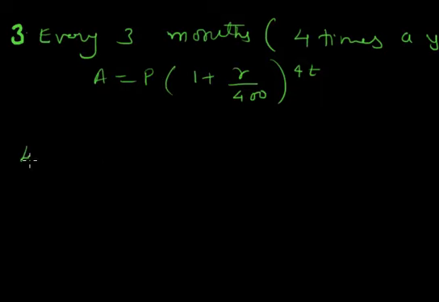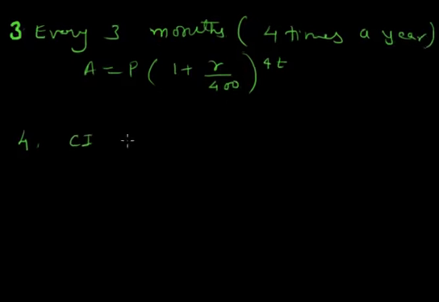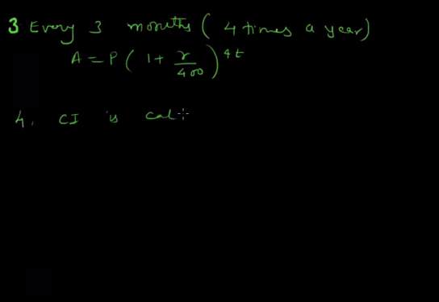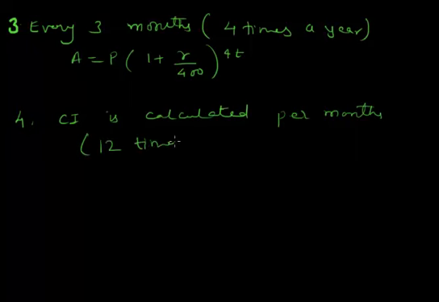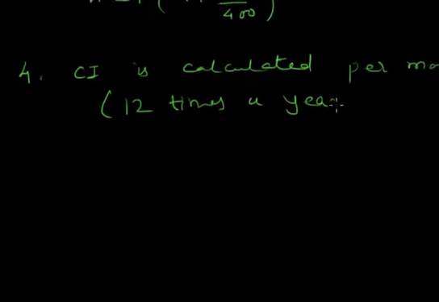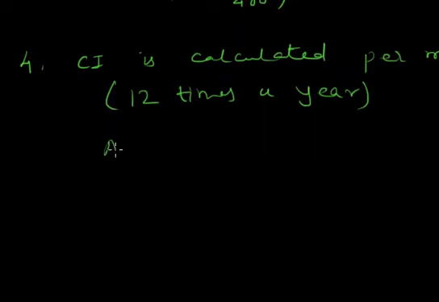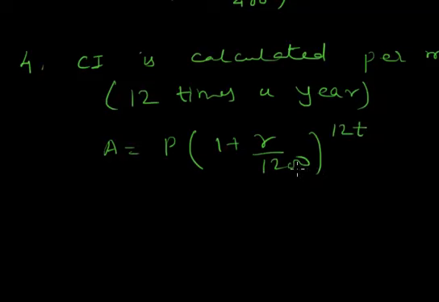Fourth option which you have for calculating compound interest is when compound interest is calculated per month. Per month means it is 12 times a year. So the amount is given by the formula A equals P times (1 plus R over 1200) raised to 12T, because this is calculated 12 times a year.